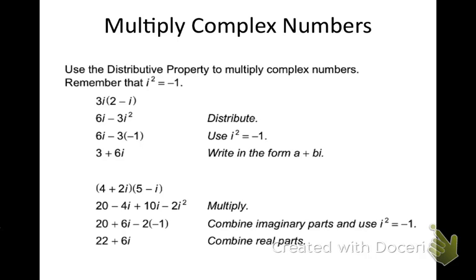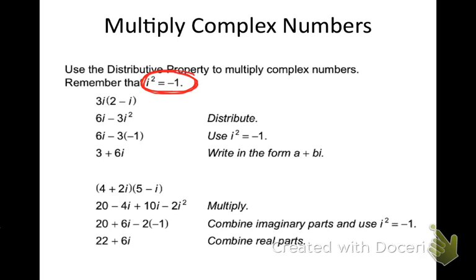The next one's a little more complicated. This is multiplying complex numbers. For multiplying complex numbers, we have to recall i squared equals negative 1. Okay, so this is something you will have to recall. Anytime you have i squared, you can replace that with negative 1.